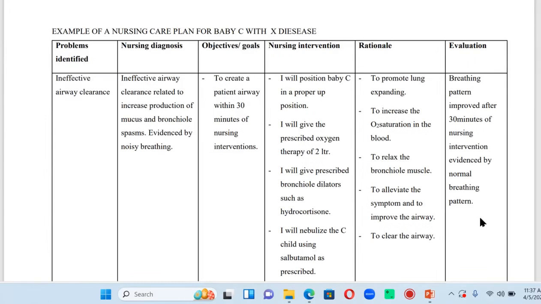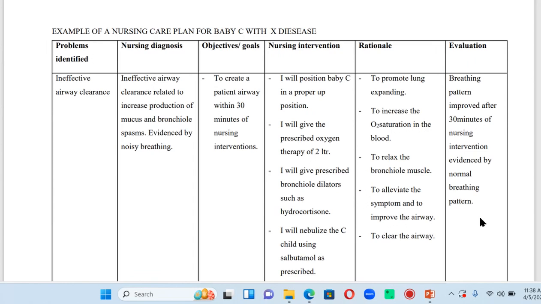Okay, so this is part 3 under the nursing care plan. Let's take a look at this example. The heading is there, then problem identified, nursing diagnosis, objectives or goals, nursing interventions, rationales, evaluation.